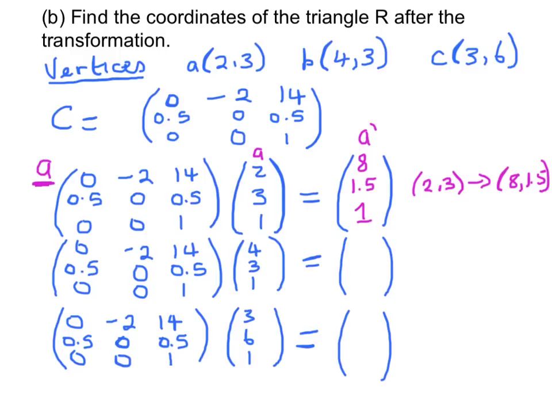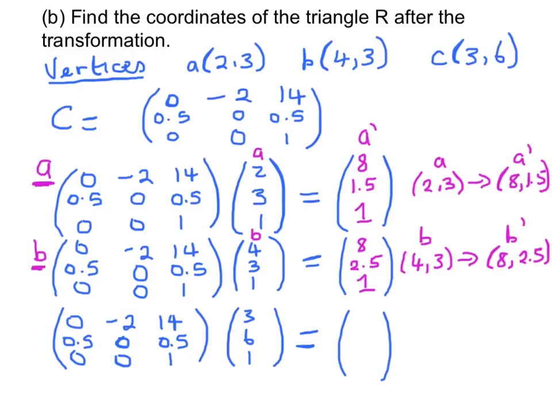You do exactly the same for B. You rewrite B as a 3-dimensional vector, as you have here, and multiply it by the combo matrix, and what you'll get is 8, 2.5, 1. So again, 4, 3, the point B, is moved to 8, 2.5. So maybe I'll write this here. This is A, and this is A dash. This is B, and this is B dash.